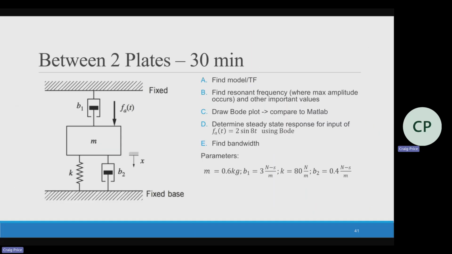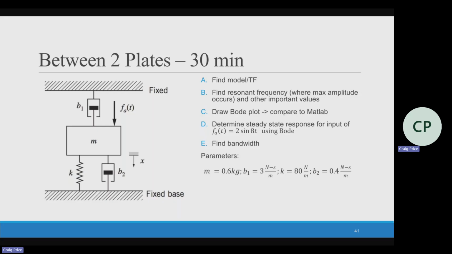Okay, so our last problem. I have about 30 minutes to do. Between two plates, I got two plates. There's a mass in between them. These are both actually fixed. I apply a force here. We want to find, based on these components, the resonant frequency.